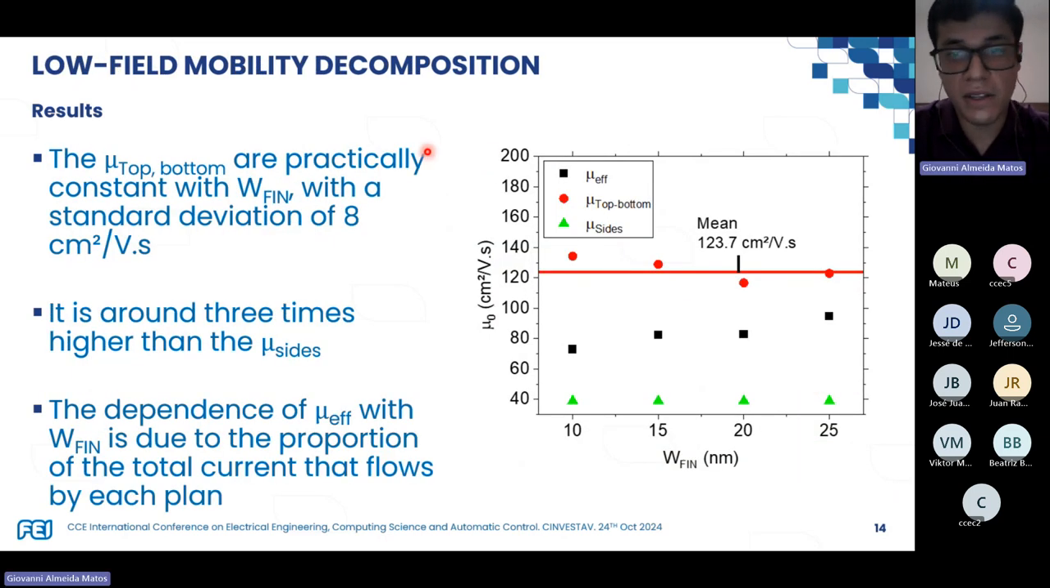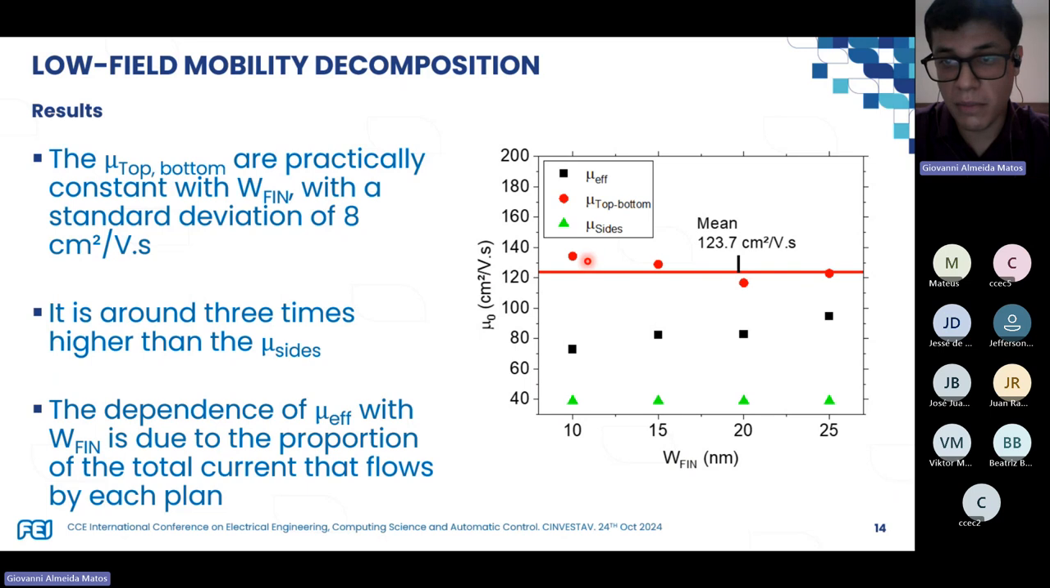Looking at the mobility, we see that the sidewall mobility is constant with the fin width and is around 40 centimeters squared per volt second. The top and bottom mobility is also practically constant and is 3 times higher than the sidewall mobility.